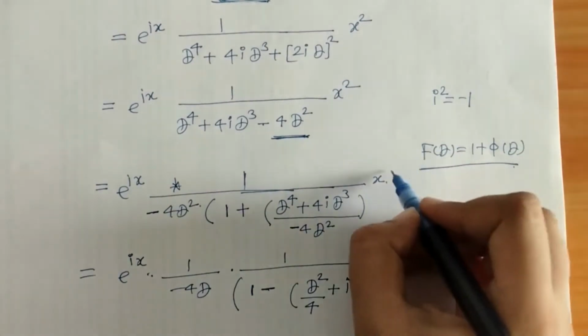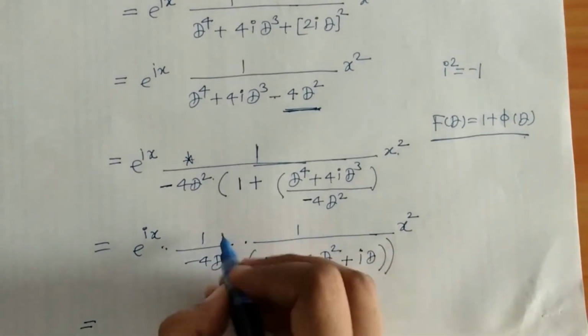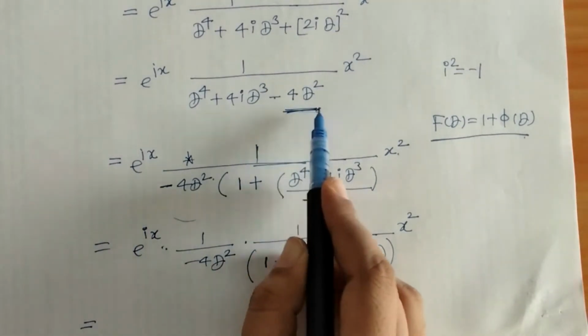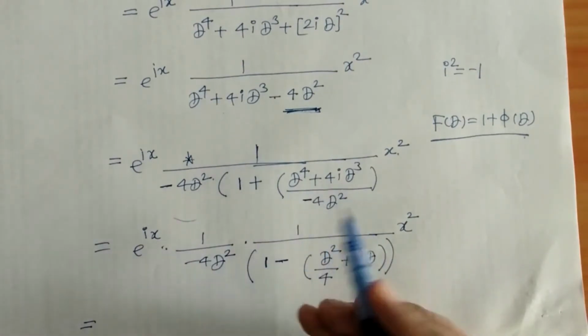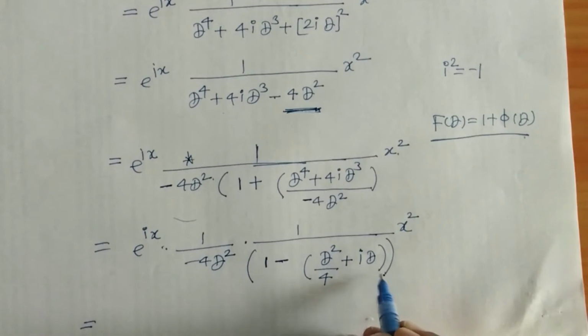Here we have x square. Yes, we have taken 4d square here, this is outside, so that we can express this f of d as a 1 plus phi of d. Okay, and on simplification we got this term.